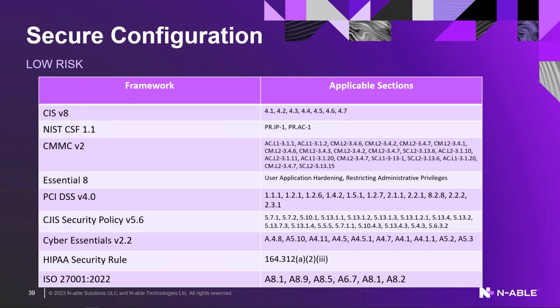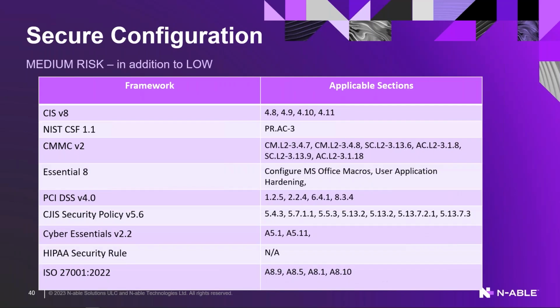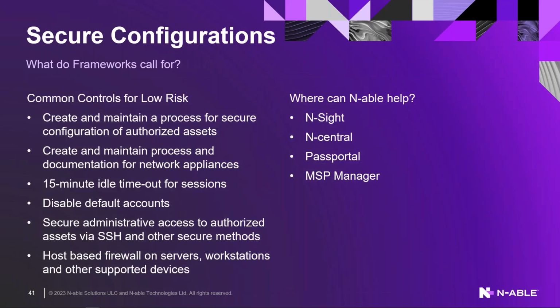For low risk, everybody's asking for this in some way, shape, or form in low risk environments. When we move up to medium risk, still there are additional controls being asked for by about everyone here. And here's the common low risk controls: creating and maintaining a process for secure configuration, again, that create and maintain, documentation and processes need to be backing up all of this stuff. Idle timeouts, disabling default accounts, these types of basic best practices again.